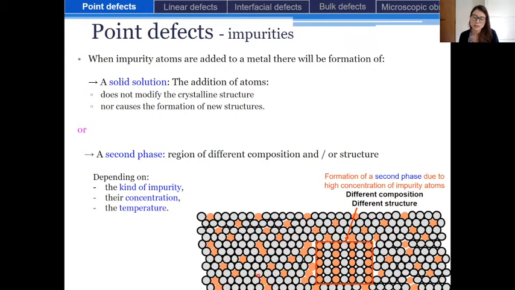And differently, in this part of this material, you have a higher concentration of the orange atom, of this impurity atom, and a formation of a different structure, as you can see. So the crystal structure is different, okay? The organization of the atoms is different. And so we say that a second phase has been formed in this region, okay?